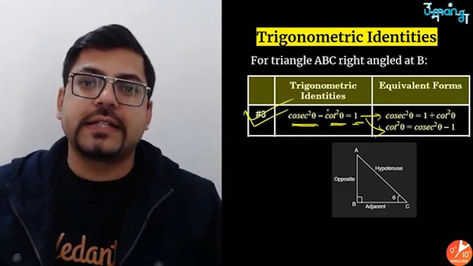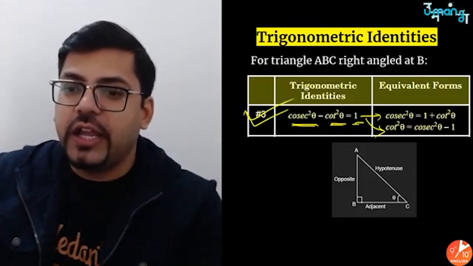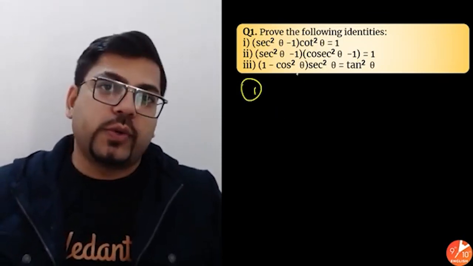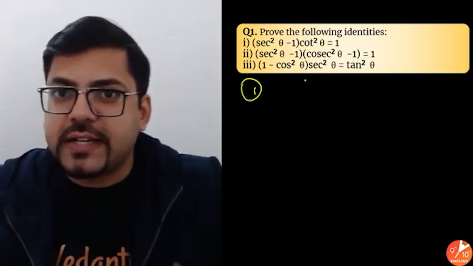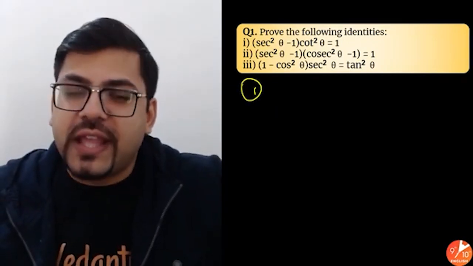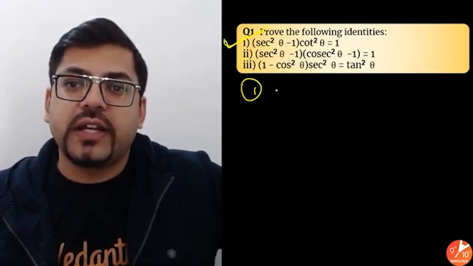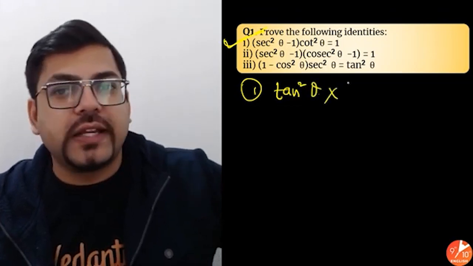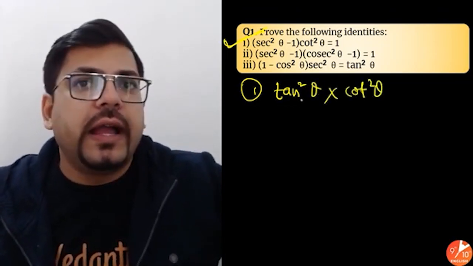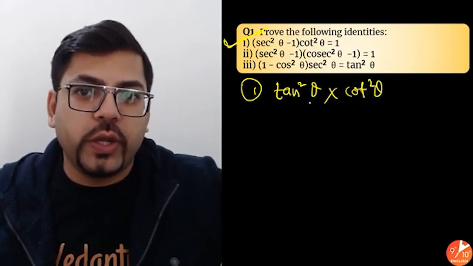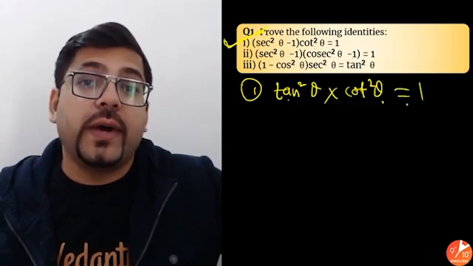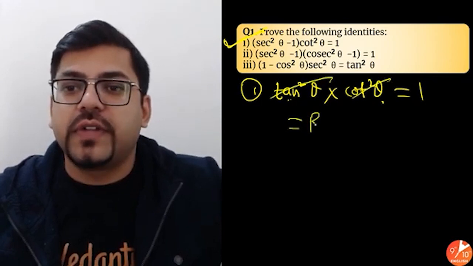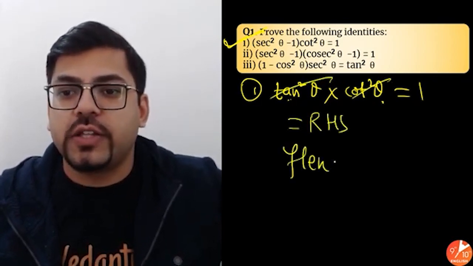Let's start today's session with the first question. The first question says: (sec square theta minus 1) into cot square theta equals 1. The second formula which we just studied says sec square theta minus tan square theta equals 1. From the sub formula, sec square theta minus 1 is nothing but tan square theta. So tan square theta into cot square theta is already there. I hope you know that tan into cot equals 1, because tan and cot are reciprocal to each other, so they will get cancelled. Hence we have proved that LHS equals RHS, and now we can write hence proved.